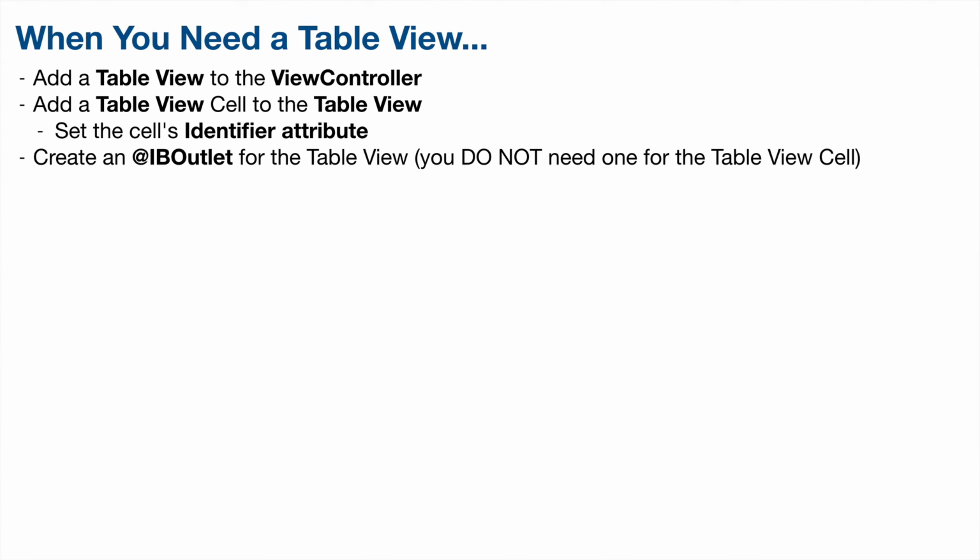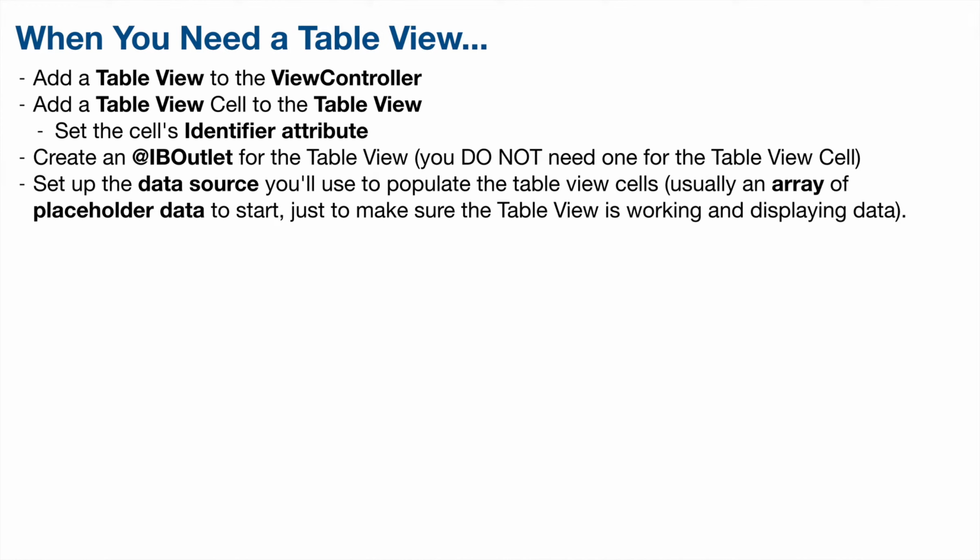And so now we've got the bare bones table view user interface set up. We need to get some data ready so that we can put that into the cell. So we're going to be setting up what's called a data source. It's just going to be an array of data, and for now we'll just put in some dummy placeholder data so that we can make sure our table view is showing and we've got data in the cells.